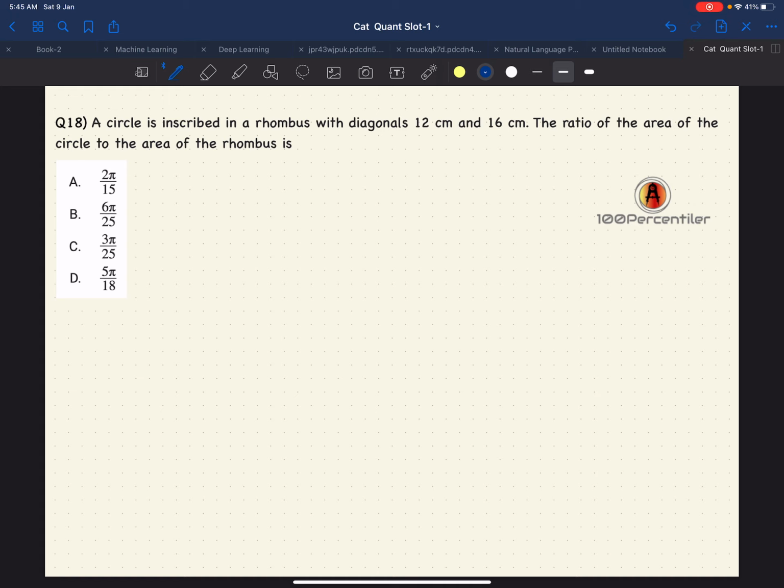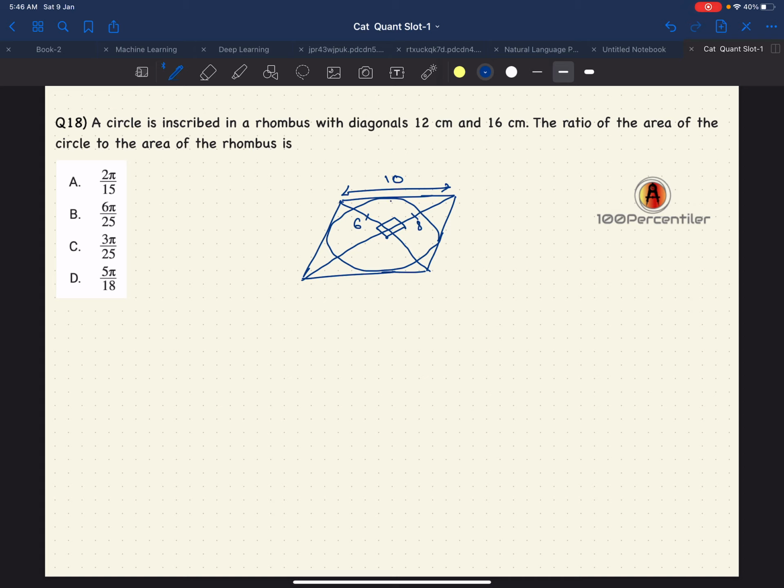Okay, so here we are given a circle is inscribed in a rhombus with diagonals 12 and 16 centimeter. So let's make a rhombus first, and we have a circle inside the rhombus touching all the sides, and we are given the diagonal lengths. Now for a rhombus, the diagonals are perpendicular to each other, and also they bisect each other. So if this diagonal is 12, the half of it will be 6, and similarly this will be 8. And obviously using Pythagoras, this will become 10.